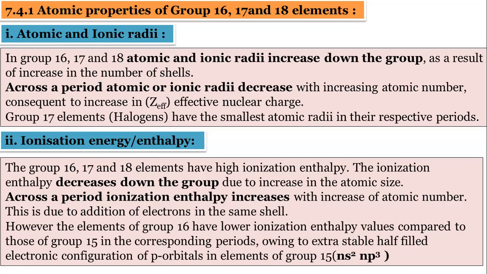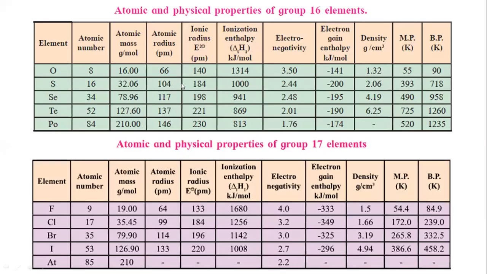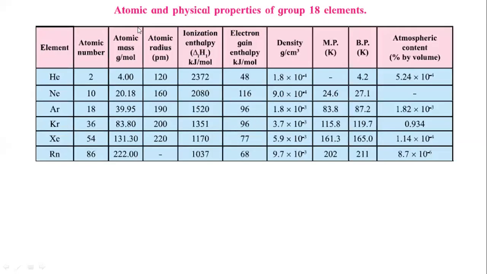For the examination, this can be asked for 1 mark. Atomic radii and ionic radii can be asked for 1 mark. Then ionization energy can be asked for 1 mark. No values will be asked for the examination. These are the values of group 18 elements.